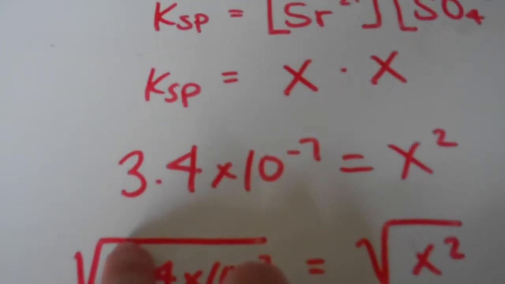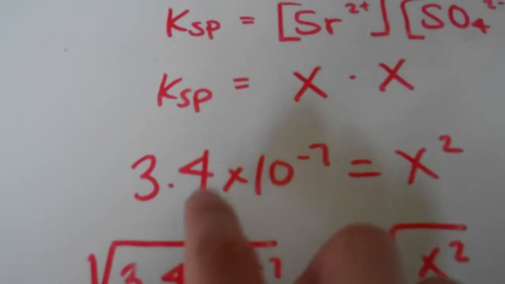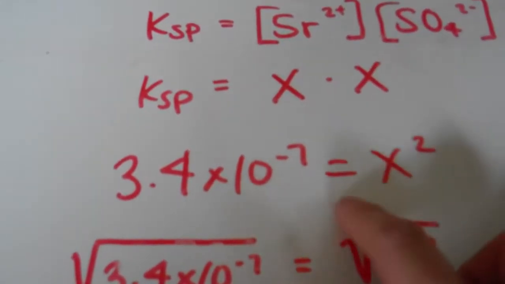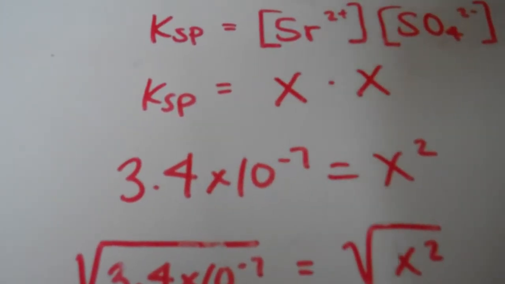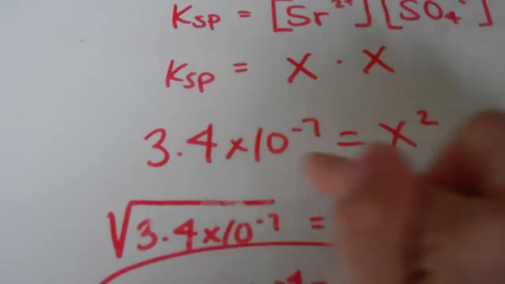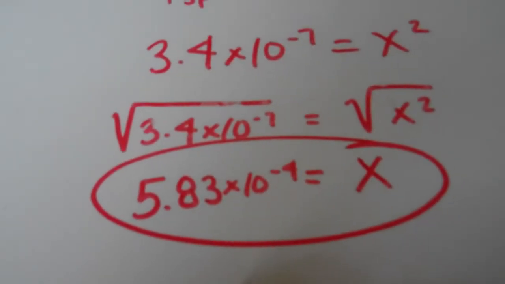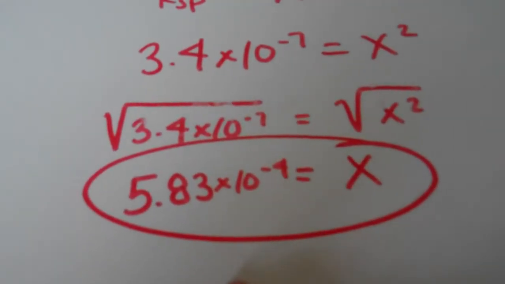And we were told our KSP. So I know our KSP, 3.4 times 10 to the negative 7th, equals x squared. To solve this, all we have to do is take the square root of both sides. Once we take the square root of both sides, this will be our answer for our solubility. Let's look at the next problem on our notes.